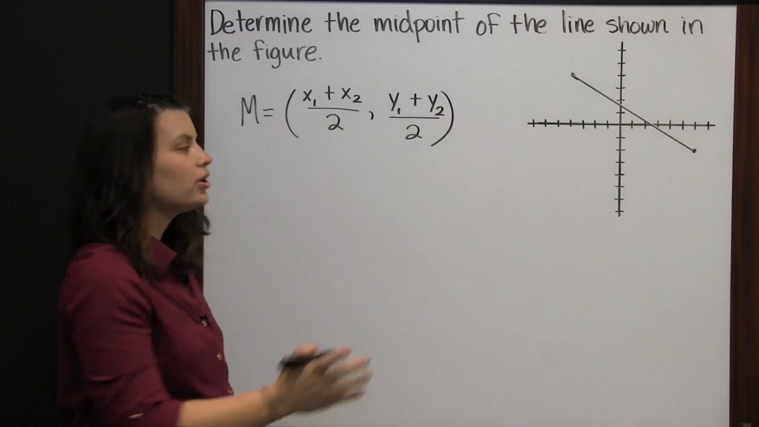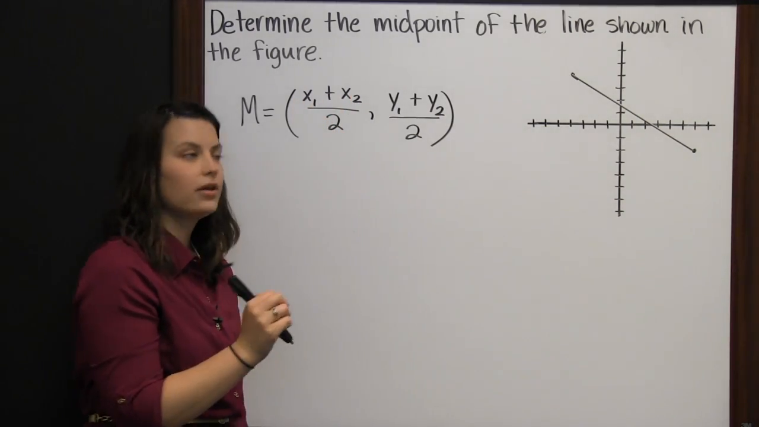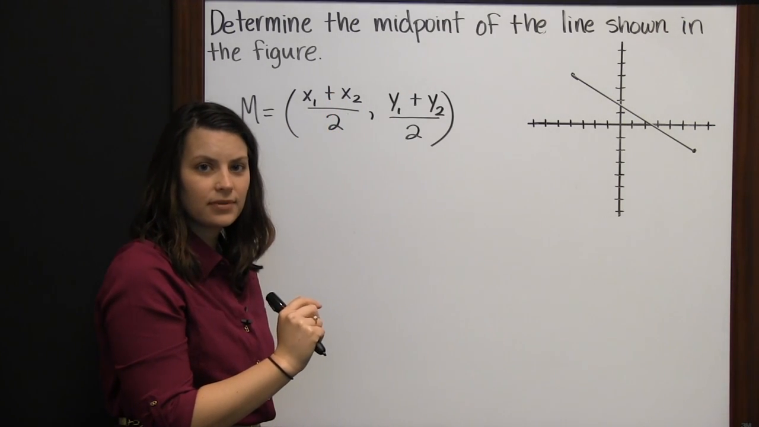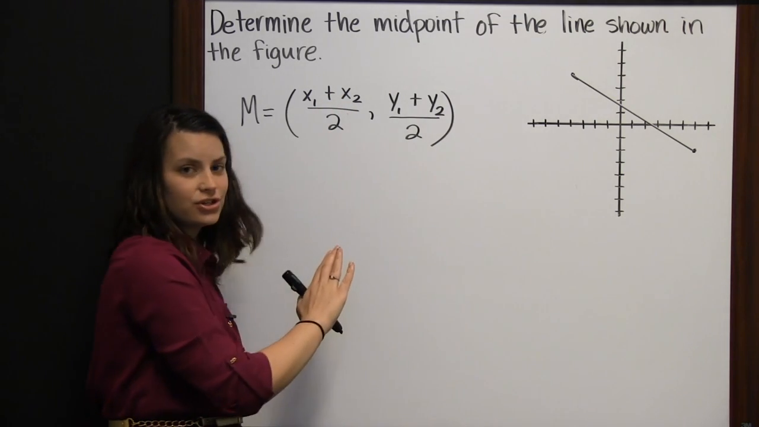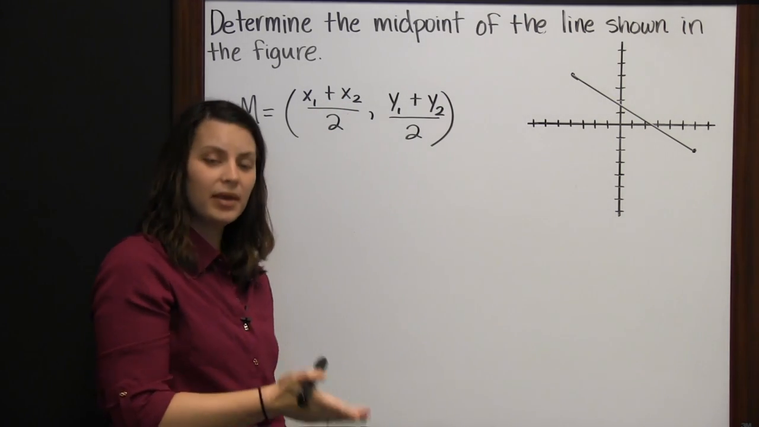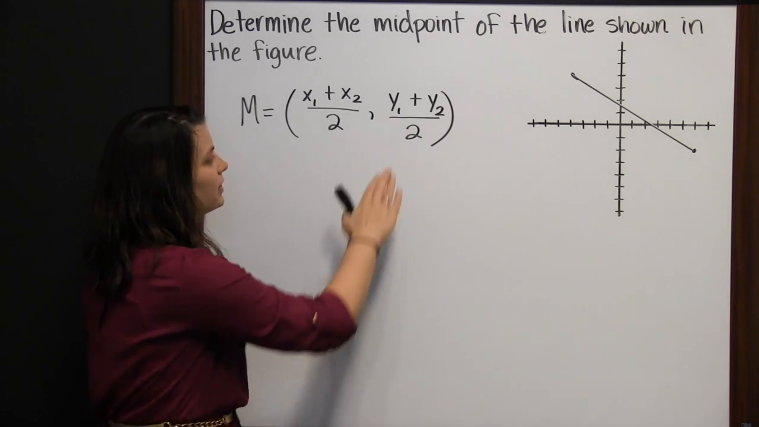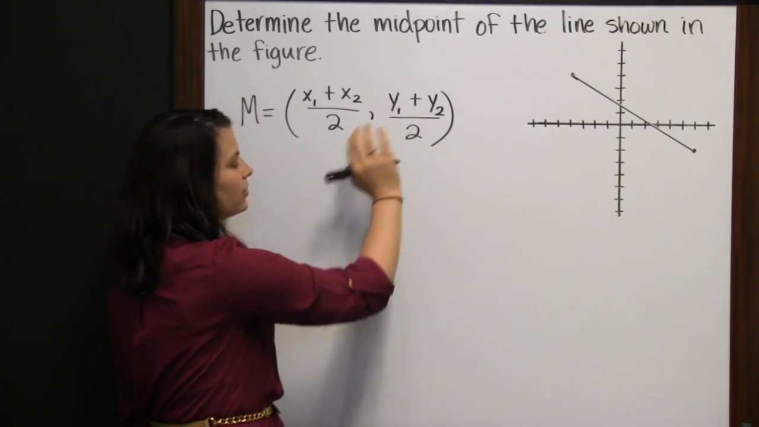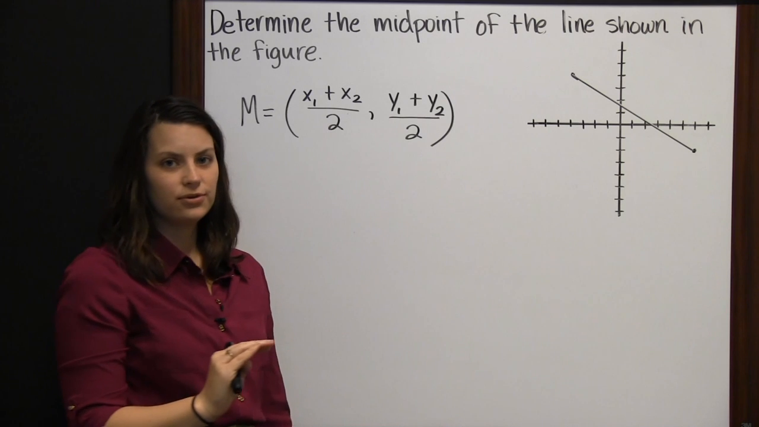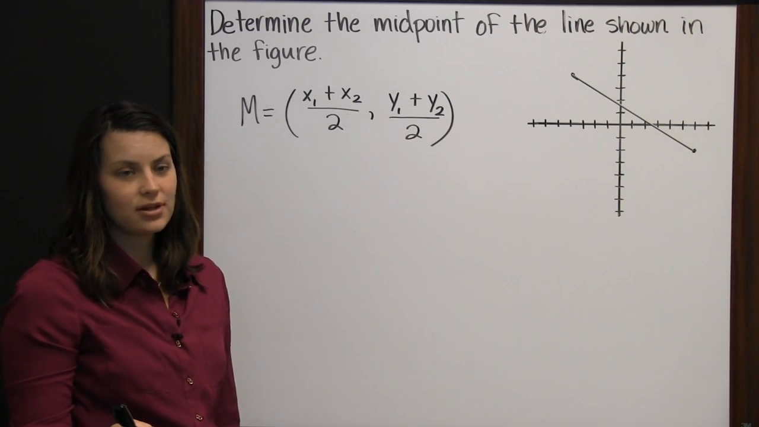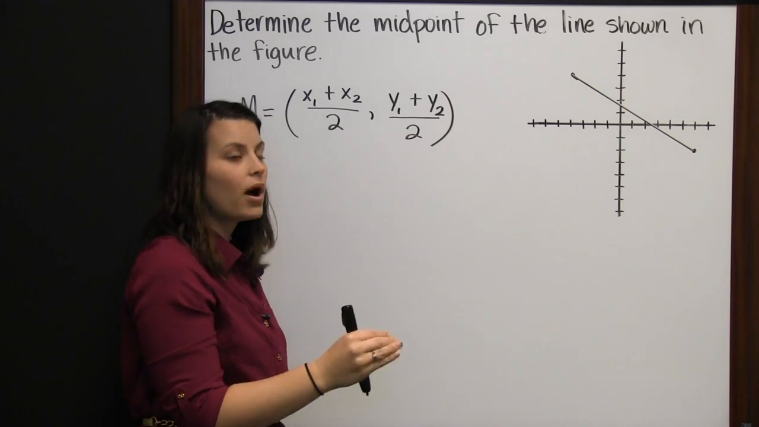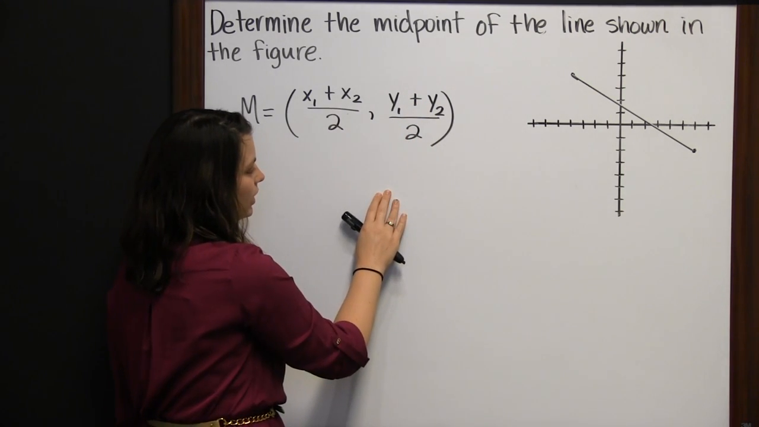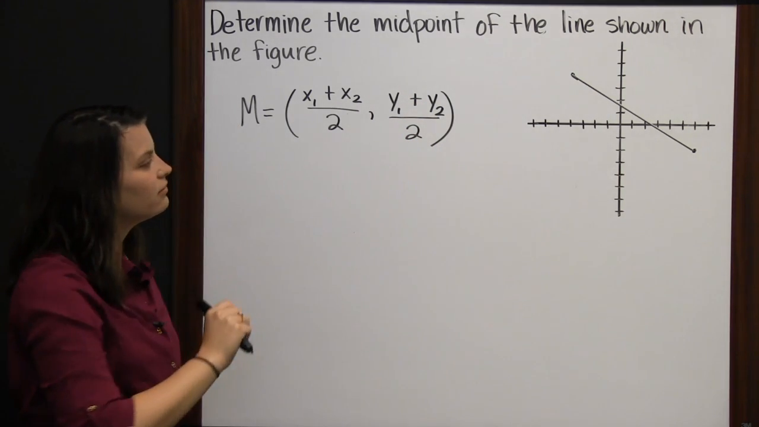So what you're doing is you're adding your two x coordinates together from the two endpoints and dividing that sum by 2, basically finding the average of the x values, which would be the middle of the x values, and then doing the same with your y coordinates of your two endpoints. You'll add those together and then divide that sum by 2, again finding the average of those y coordinates, or the middle of the y coordinates. So when you find the middle x-coordinate and the middle y-coordinate, you'll then have the coordinates of the midpoint.